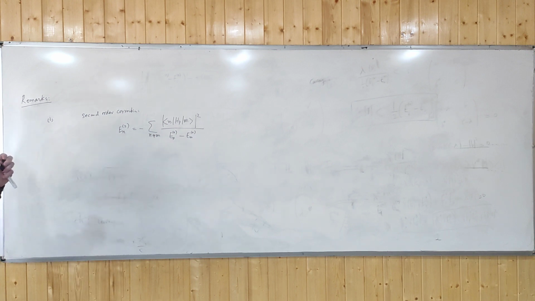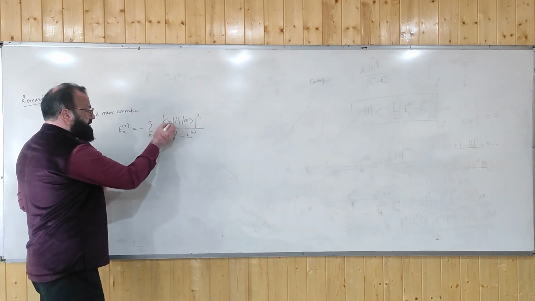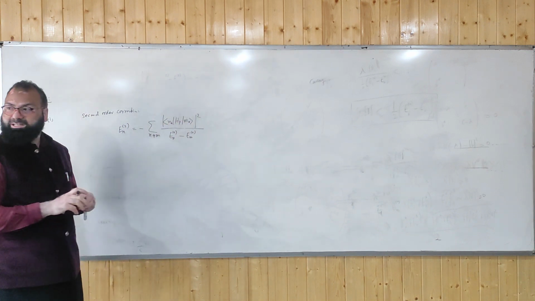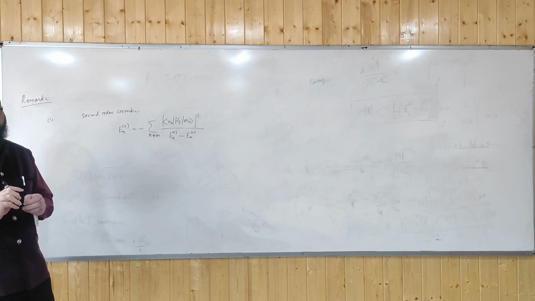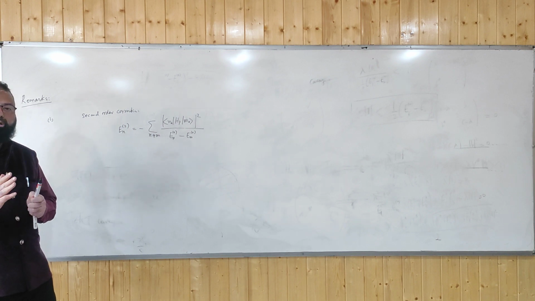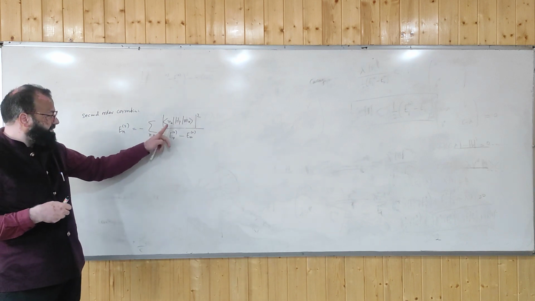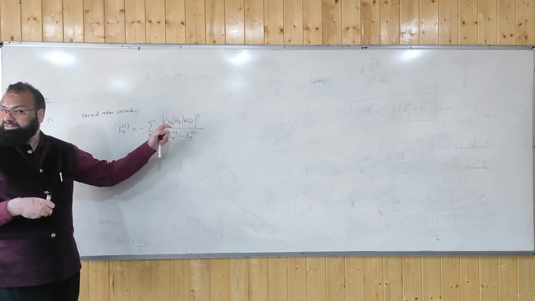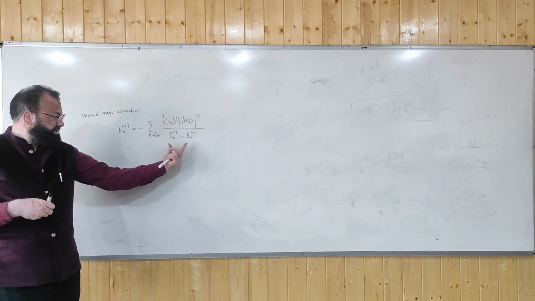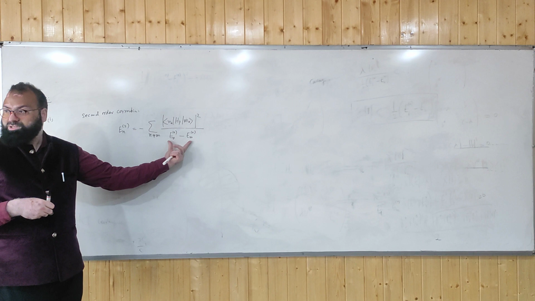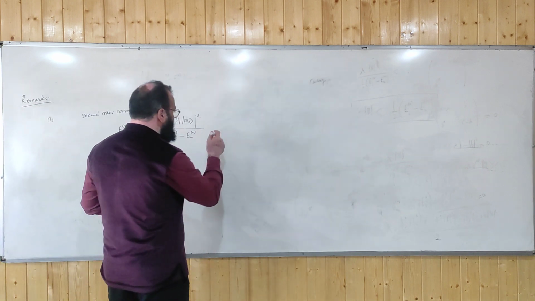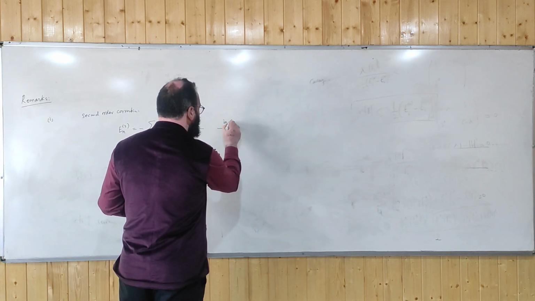So these are the unperturbed states, n naught. Now if there is a degeneracy, clear? What does that mean? Degeneracy means you are having two or more levels with the same energy. So let's say n naught and m naught have the same energy. What will happen to this thing? The denominator goes to 0. So in case of degeneracy, this blows up.